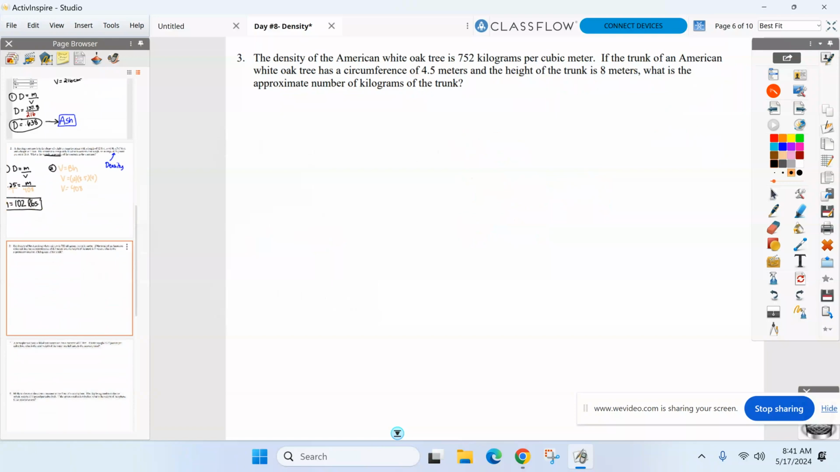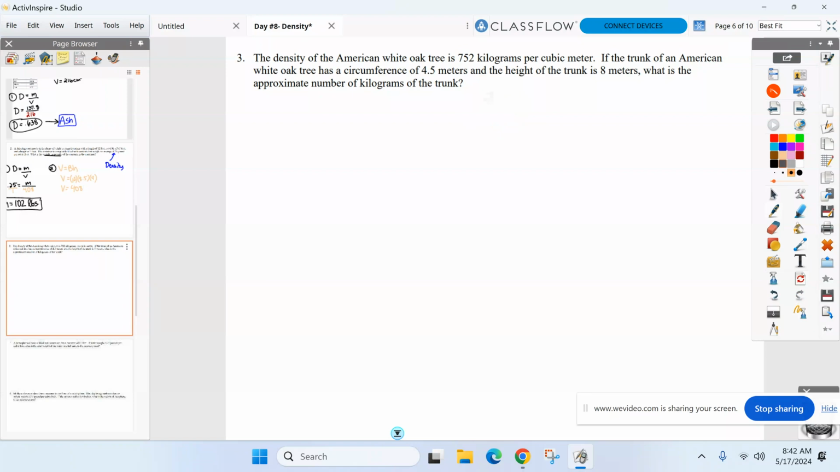All right, now we're going a little bit bigger. American white oak. Ever seen one of those bad boys, Dylan? Good. All right. 752. What's that 752? Let's talk about that. Kilograms per cubic meter. What am I giving you with the 752? Is everyone okay? I'm giving you the density. It just said density, so why am I even bothering talking? Why am I writing it too? It's ridiculous.